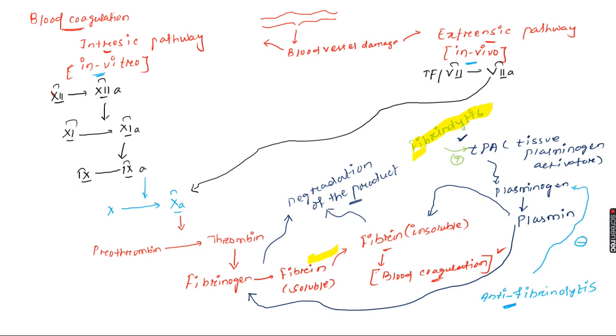To dissolve this fibrin, we have a special mechanism: tissue plasminogen activator activates plasminogen, and plasminogen activates plasmin. This plasmin degrades the fibrin. Now we will discuss the drugs. The important class of drugs is fibrinolytics.